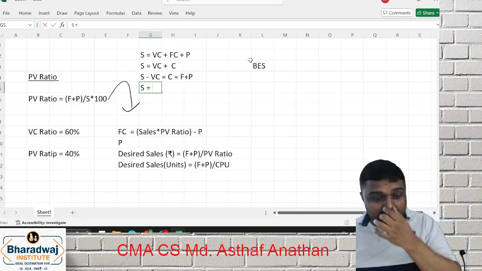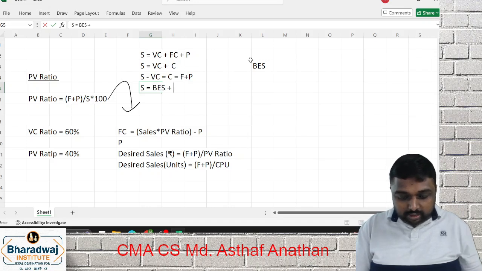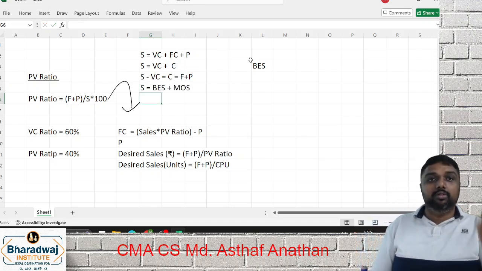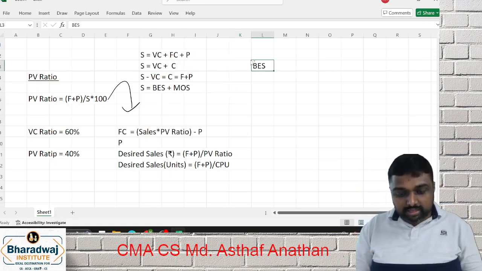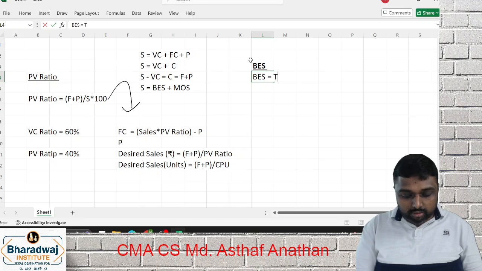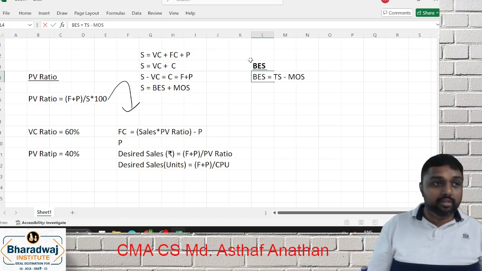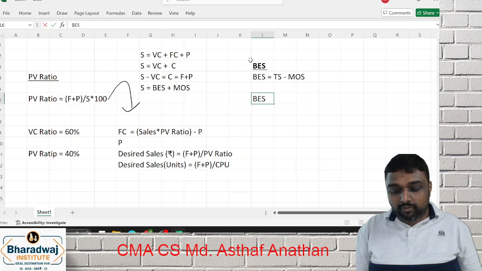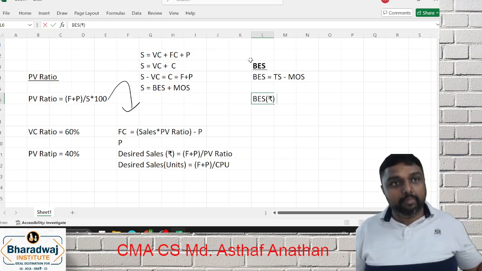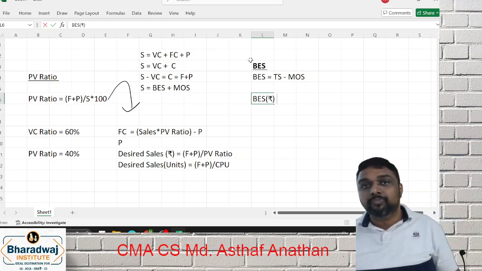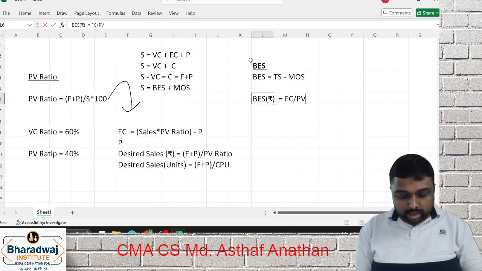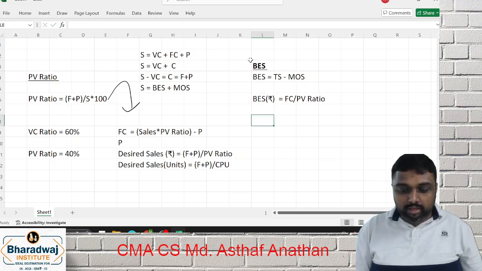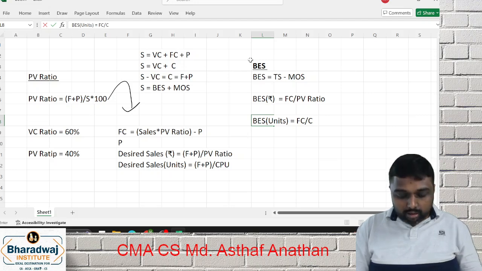Your sales is equal to break-even sales plus margin of safety, because margin of safety plus break-even sales only total sales. So you can get break-even sales with one formula: break-even sales is equal to total sales minus margin of safety. This is one shortcut. Apart from that, the normal formula: break-even sales and break-even point are the same meaning only, which you get by dividing fixed cost by PV ratio. If you go with units, it is fixed cost by contribution per unit.